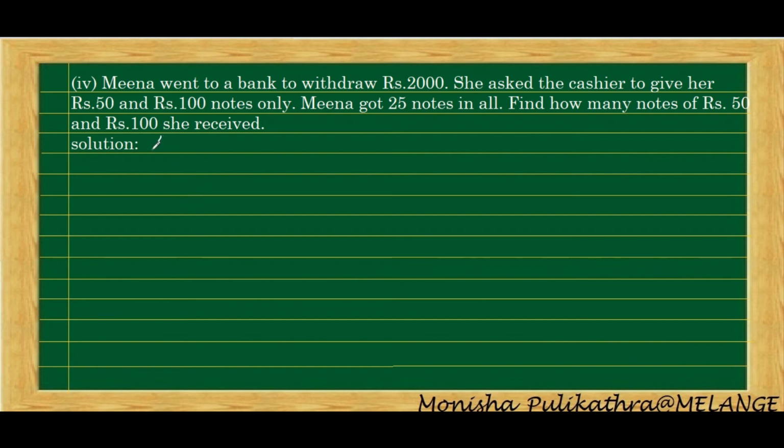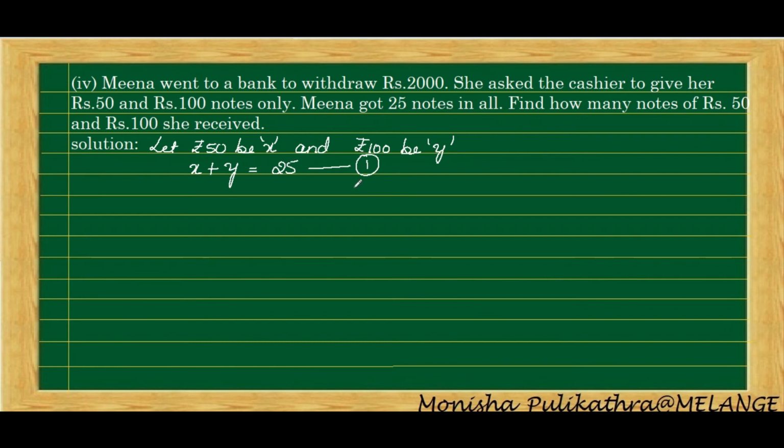So let rupee 50 notes be x and rupee 100 notes be y. Meena got a total of 25 notes. So x plus y is equal to 25, since we don't know how many 50 rupee notes and how many 100 rupee notes she has, but a total of 25 notes she got. Let this be equation number 1.